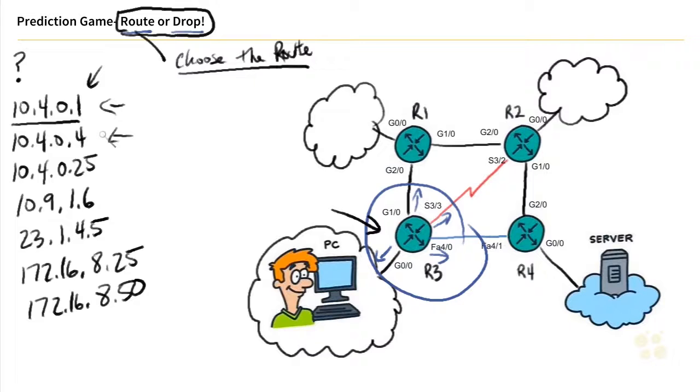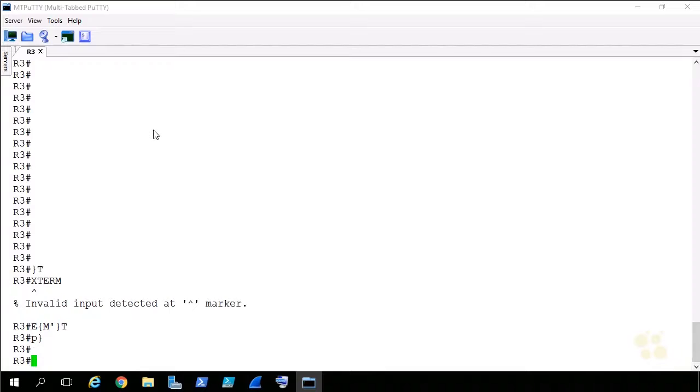What happens when a packet with the destination IP address 10.4.0.1 comes into the router? What will the router do? And if it's going to route it, which route will it choose? So we're going to open up a console to R3 on our management computer. And here on R3, we'll do a show ip route.